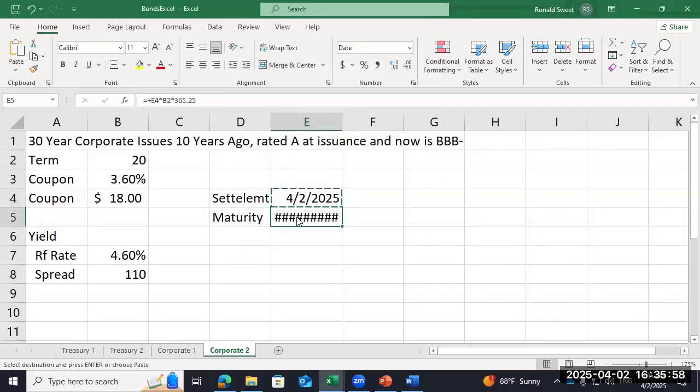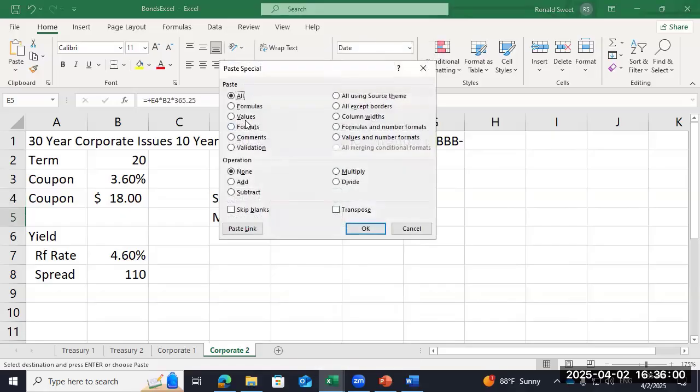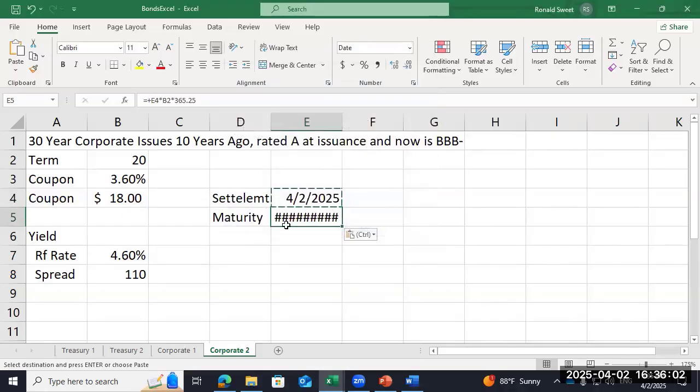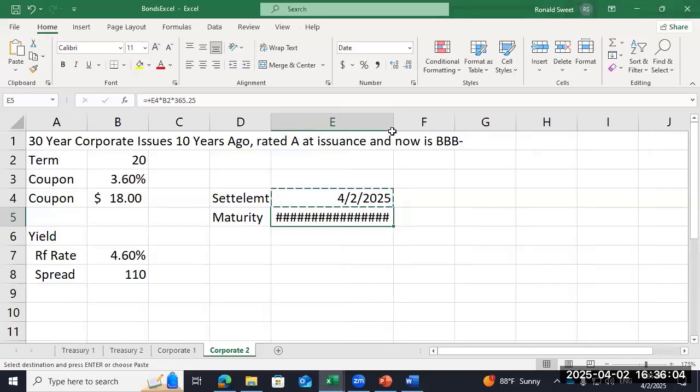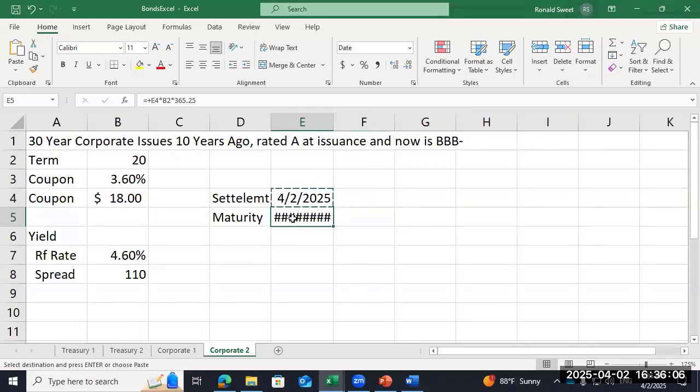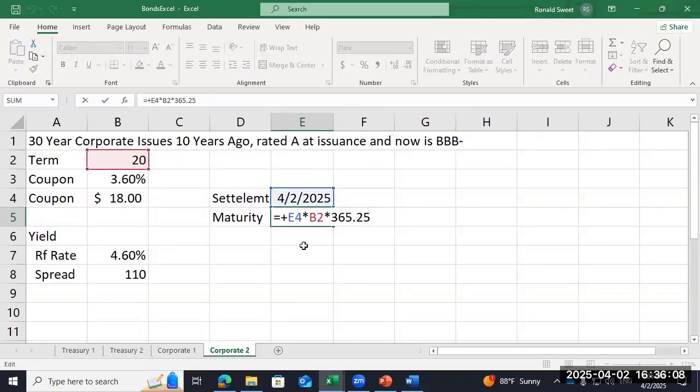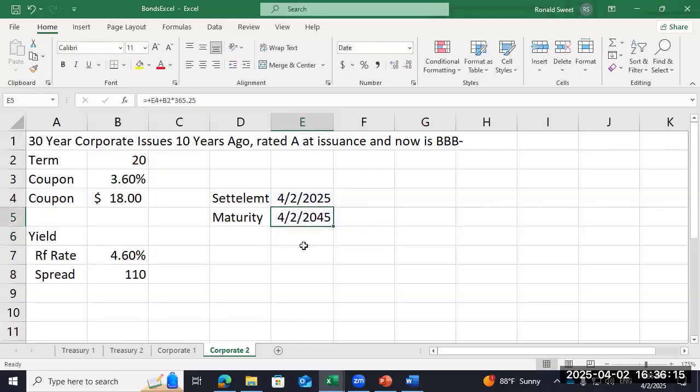Come on, Bill Gates. I don't know why it's saying that. Yeah, what did I do? Oh, I did something wrong. That should be plus. That's why it's probably out in the year 18 trillion. So, all right, there we go. I accidentally multiplied when I was supposed to add.